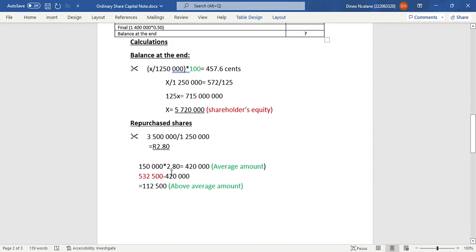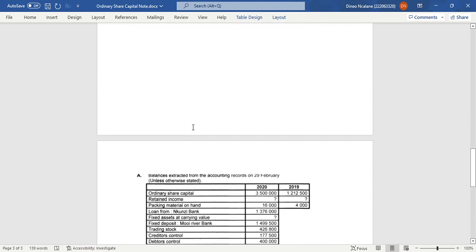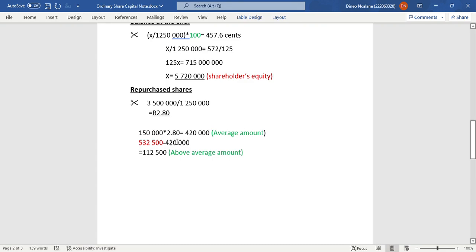Next we take these 150,000 shares, which are the shares that were repurchased, times 280 cents, which is the price per share. It gives you 420,000, which is the average amount. So now we have the average amount and the amount which includes the average amount and the above average amount.